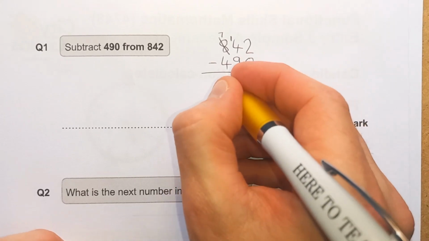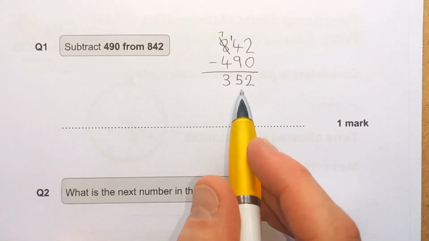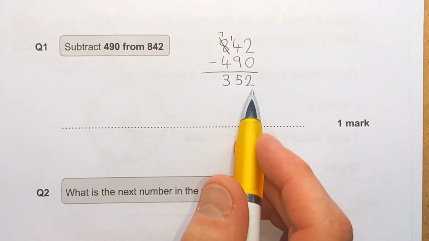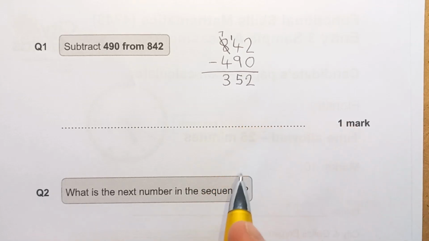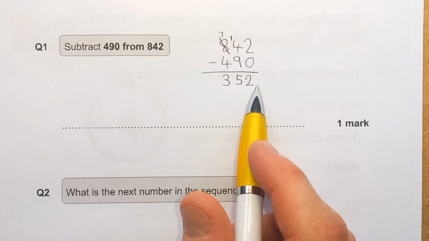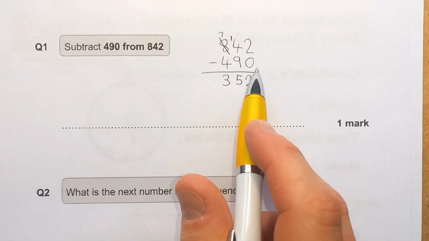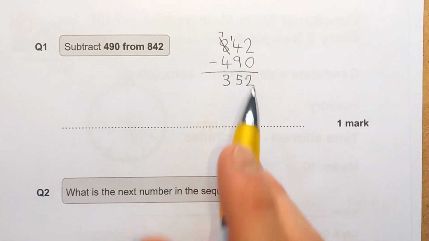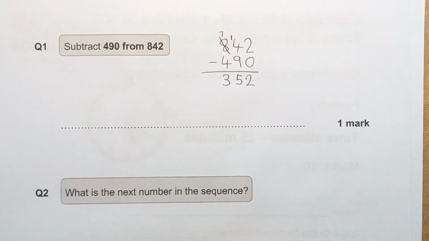Okay, so two slightly different ways of doing it there, and we end up with 352. If you want to check this one, what you can do is take the 352 and add back 490, and that will get you to the 842 that you started with.